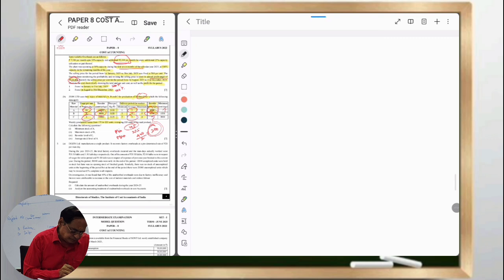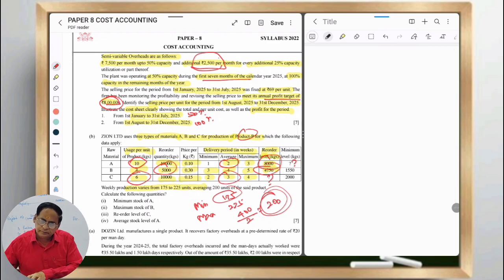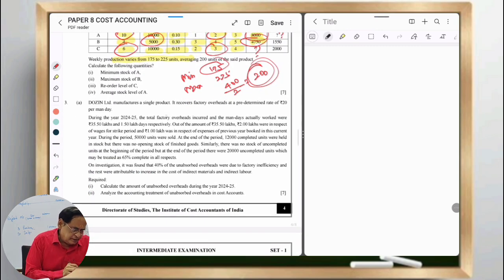Question number 3. Dachshund manufactures a single product. It recovers the factory overheads at a predetermined rate of rupees 20 per man day. How many man days? 20 per man day. During the year, the total factory overheads incurred and the man days actually worked were rupees 35,50,000.